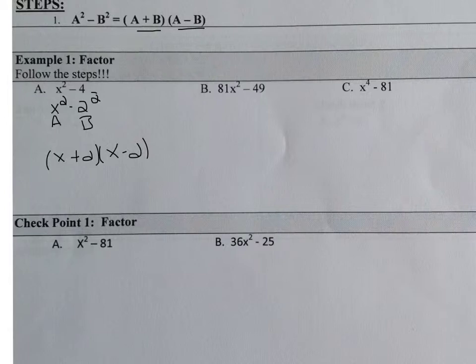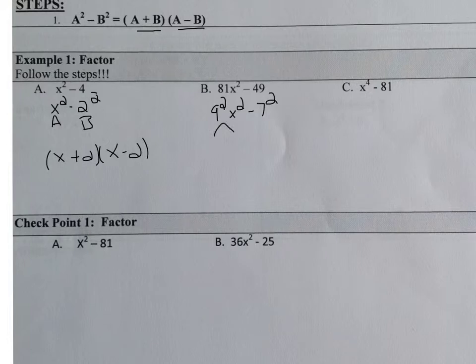On b, you got 81x squared minus 49. 81 has to be written as a square too. I know that x is squared, but right now that's the only thing written as a square. And also we got to do 49. So I can write 81 as 9 squared, because the square root of 81 is 9, so that means 9 squared is 81. So I can say this is 9 squared x squared minus 49. Square root of 49 is 7. 7 squared is 49, so I can write minus 7 squared.